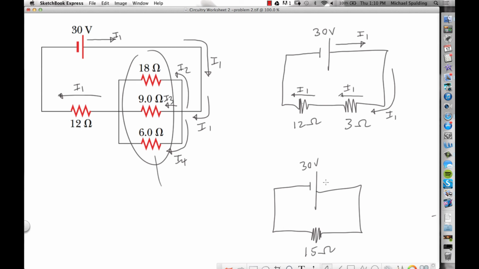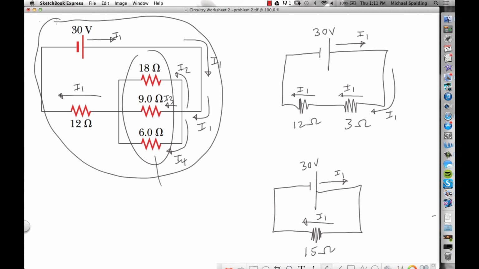Okay, what current is in this picture? I1. Okay, so we've answered the first question. The equivalent resistance of the whole circuit is 15 ohms. Now, the next question. Calculate the total current out of the battery. What did we label that? That's I1.